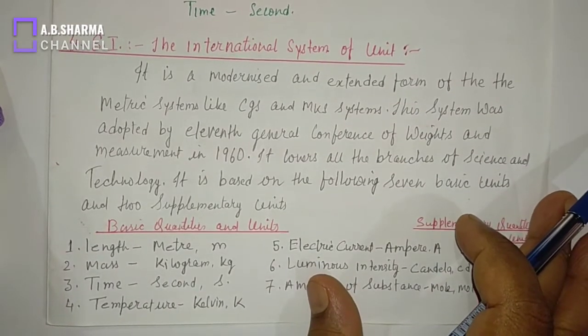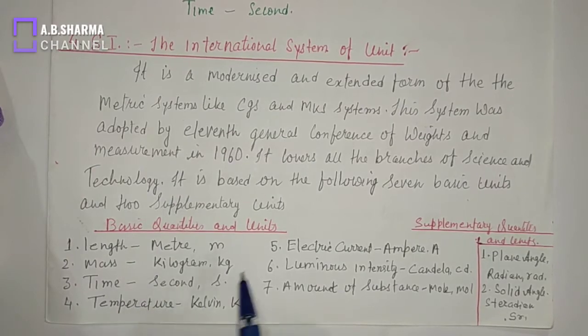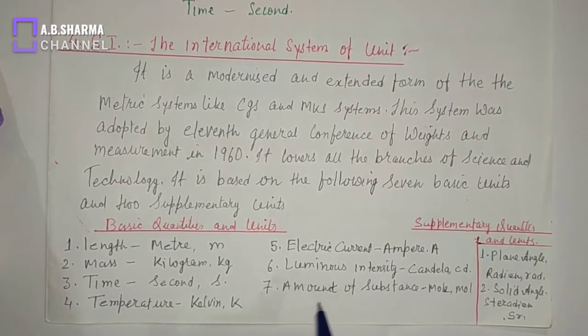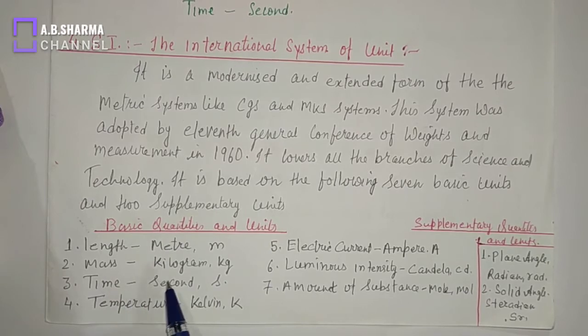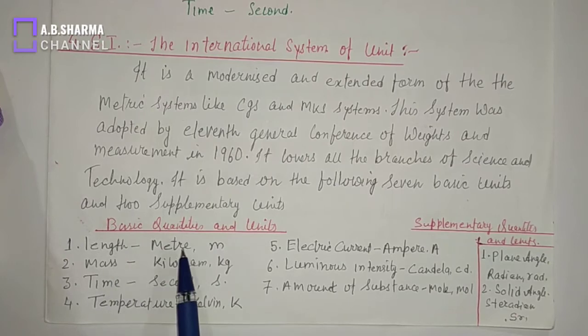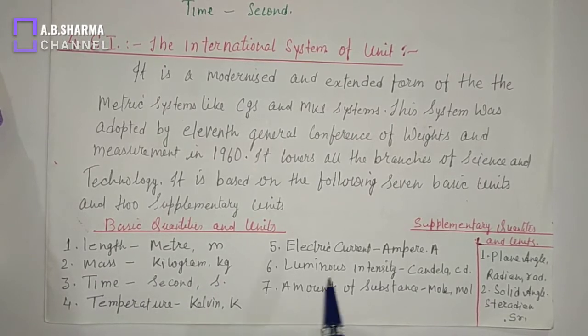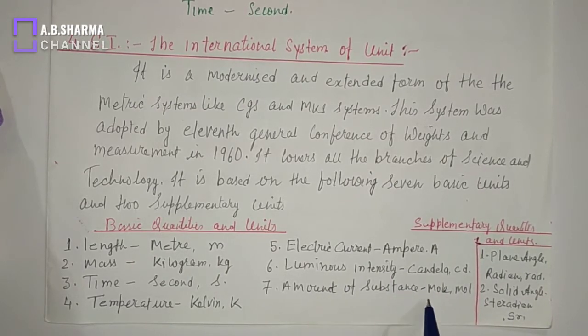I have already explained in the previous part. The basic quantities are length, mass, time, temperature, electric current, luminous intensity, and amount of substance. These are the 7 base physical quantities. And the units: unit of length is meter, mass kilogram, time second, temperature Kelvin, electric current ampere, luminous intensity candela, amount of substance mole.